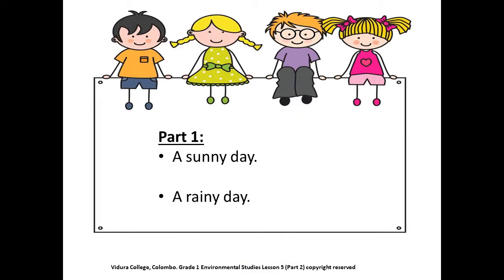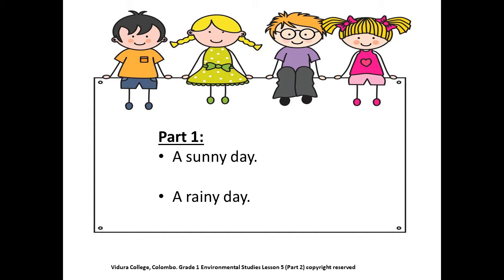So before we move on to our lesson today, I will briefly explain what we have learned in our earlier lesson. There we learnt about environment. Environment is everything around us. And we learnt about five basic needs of human beings from the environment. Those were oxygen, water, food, shelter and warmth. We learned that we get all those from our planet. That means from our environment.